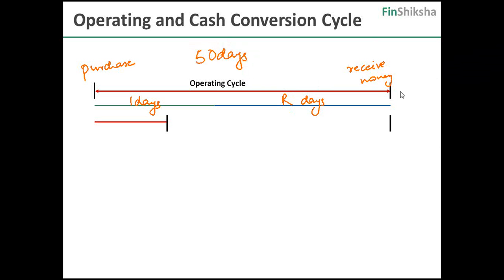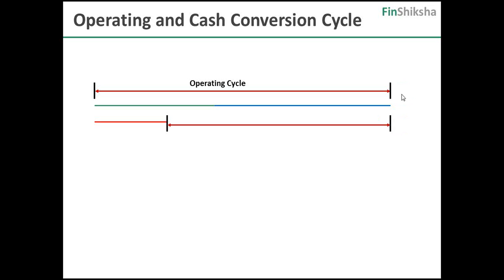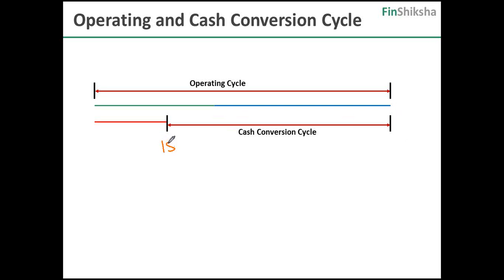If you look at this period, just note it carefully. What does this mean? The company has made the payment after 15 days. They receive the money after 50 days. For 35 days, they have to fund the business. From this point till this point, they do not have the money. So maybe they have borrowed money from someone to pay it, and then they repay the money to this person after 50 days. So effectively, they have to fund the business for 35 days. This is known as the cash conversion cycle.